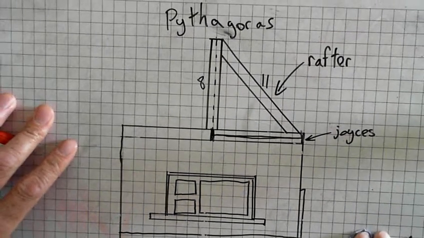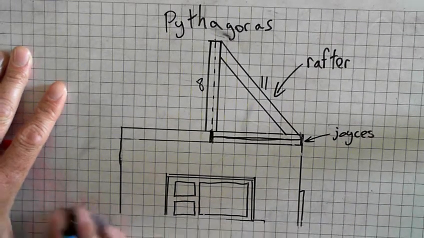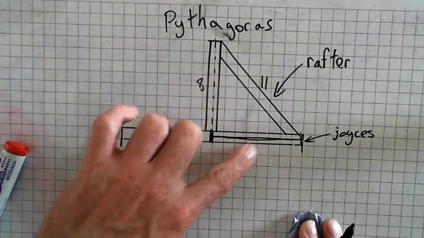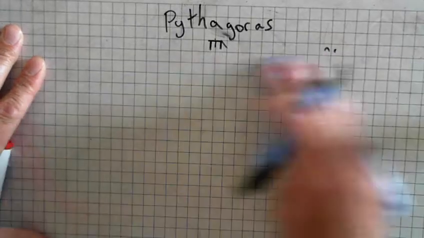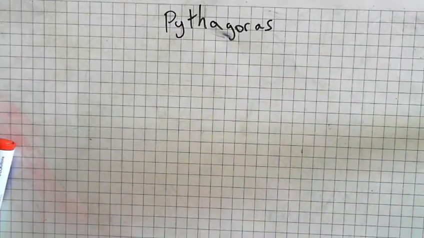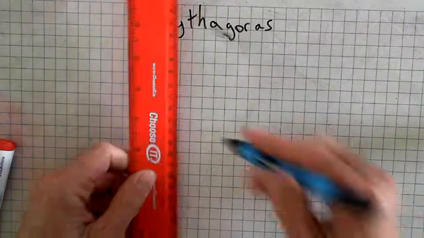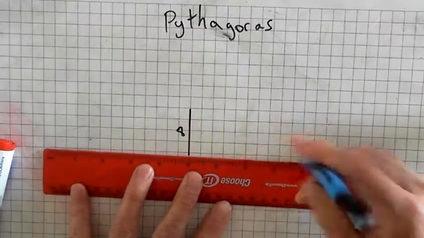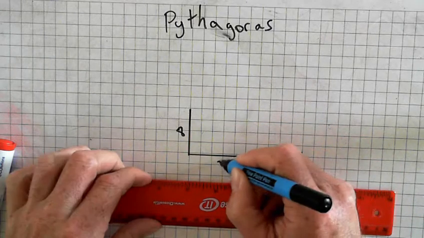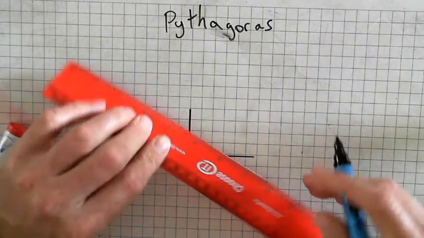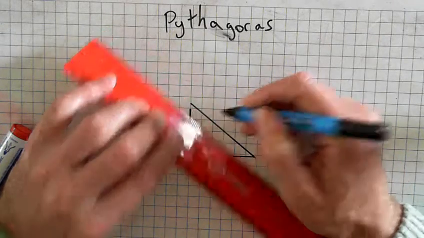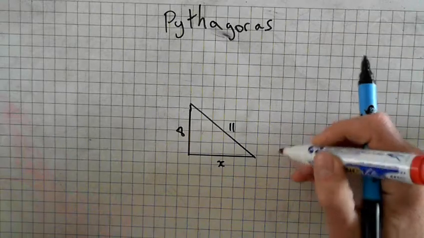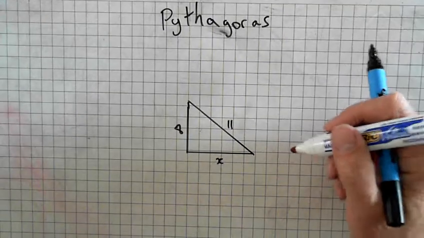Right, so to make it simple, what we're going to do is rub out the bits that we don't need. So we've got 11, 8, and we're looking for that one. I'm just going to make it smaller so you can see it. So that's 8. This is the one you're looking for. Call it X. And the rafter is 11. So this is the big square. Look it up.